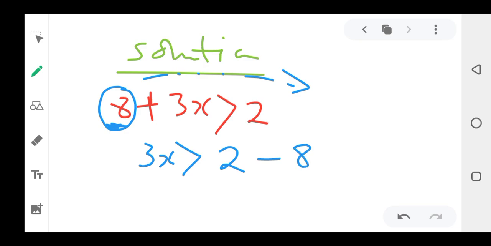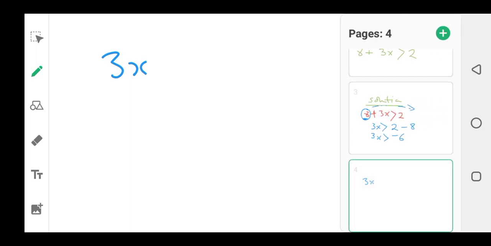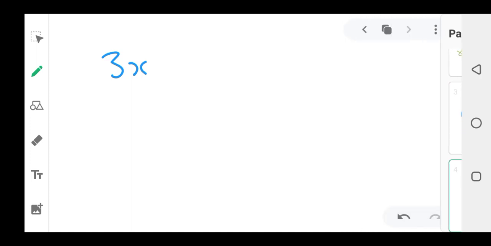Okay, and then what we have, 3x greater than 2 minus 8, it is negative 6, because you get the sign of the bigger number. You see, so 3x comes here, 2 comes here. When 8 crosses, since it's positive 8, it becomes negative 8, so it goes the other side. This is how we solve this inequality. So it is 3x greater than negative 6.